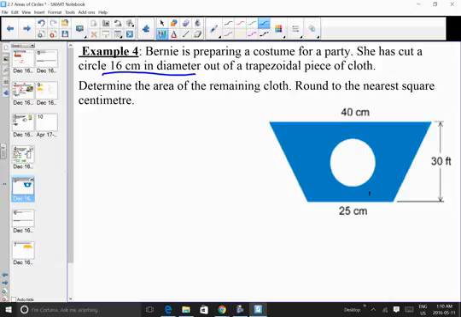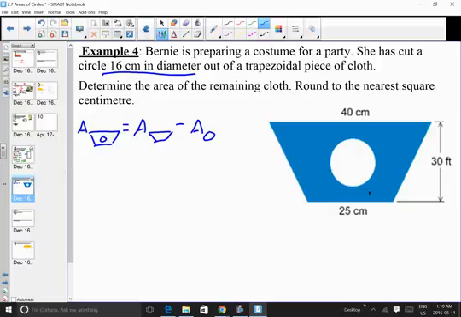It's a tricky one. Well, not tricky. Not hard work, just long work. So the area, the shapes we're using, I'm trying to figure out the area of the trapezoid with the hole missing. So first I'm going to figure out, well, what's the area of just that trapezoid? And then I'm going to subtract the area of that circle hole.